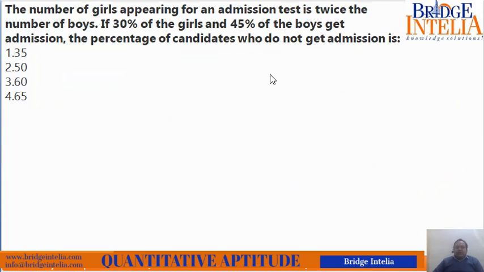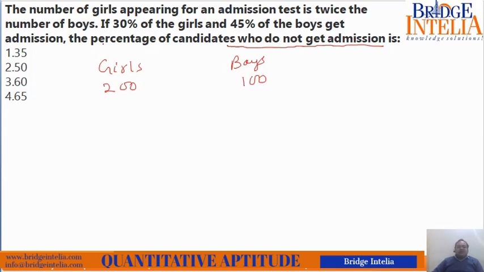So let's have a look at this one. The number of girls appearing for an admission test is twice the number of boys. If 30% of the girls and 45% of the boys get admission, the percentage of candidates who do not get admission is equal to what? Please remember, we have to calculate the percentage of candidates who do not get admission. The number of girls is twice the number of boys. So assume 200 and 100.